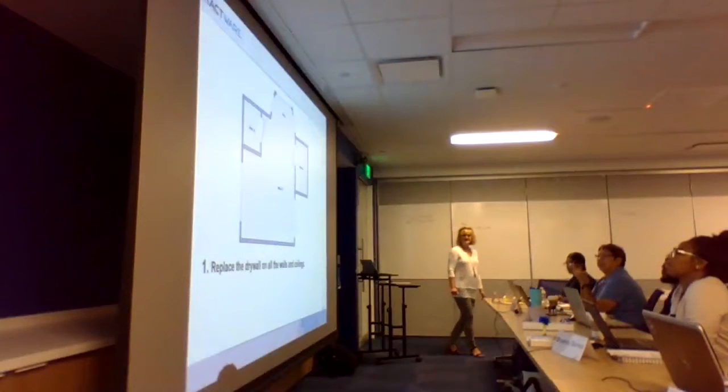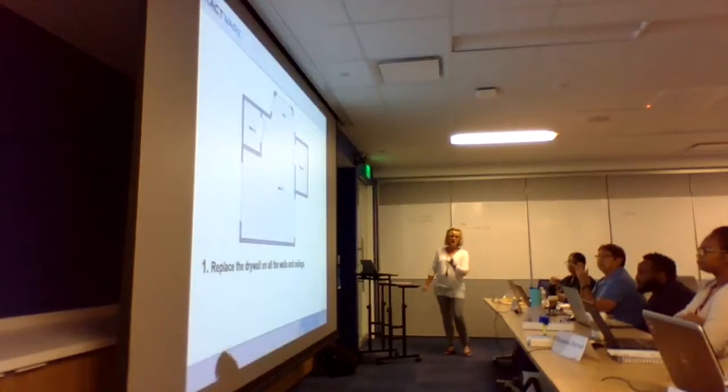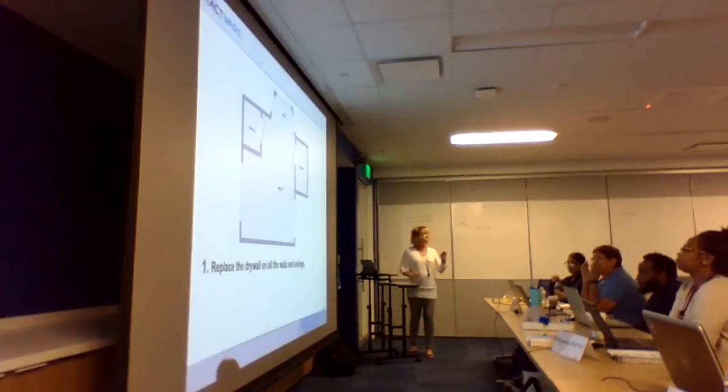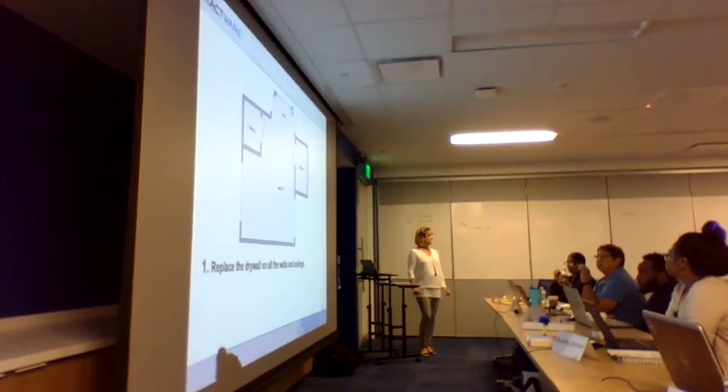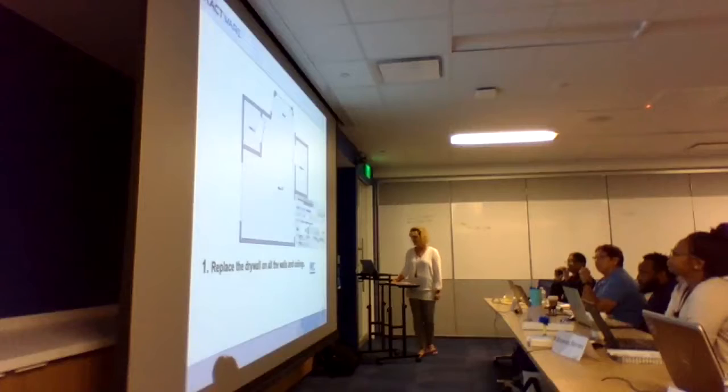I want to replace all the drywall on all the walls and ceilings. What is my variable code? WC, absolutely.